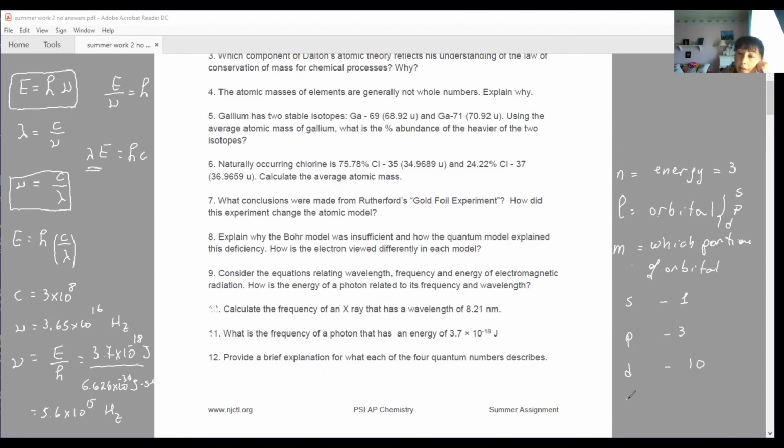And then you have the spin, the MS, basically, and it tells us the spin of the electron, which can be upward or can be downward. So basically it can be plus or minus 1/2.